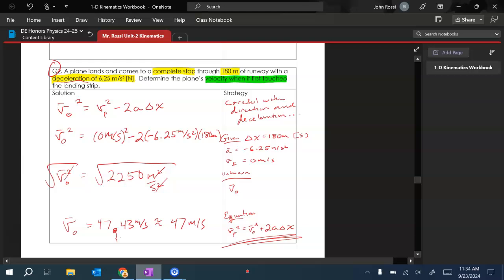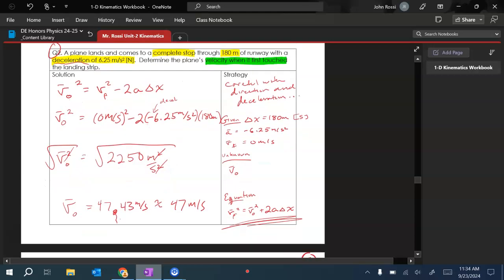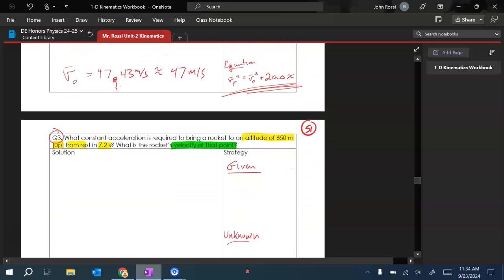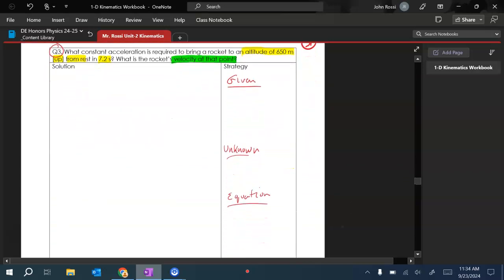Alright, so this may have tripped some of us up. That was my deceleration. If you have questions in class, we'll talk about it tomorrow. Let's look at Q3.